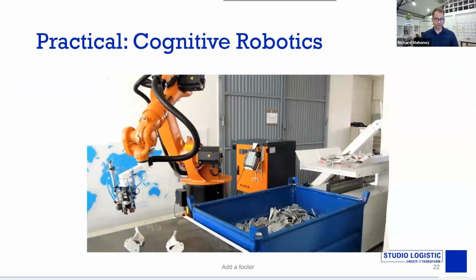So I suppose my final practical point is around cognitive robotics. Robotics has been around for a long time, but cognitive robotics is really about robots that can learn how to do things better. The example I'm showing up here is a very complicated individual pick problem for a robot to handle. This is a loose bin of odd-shaped parts in random orientations.